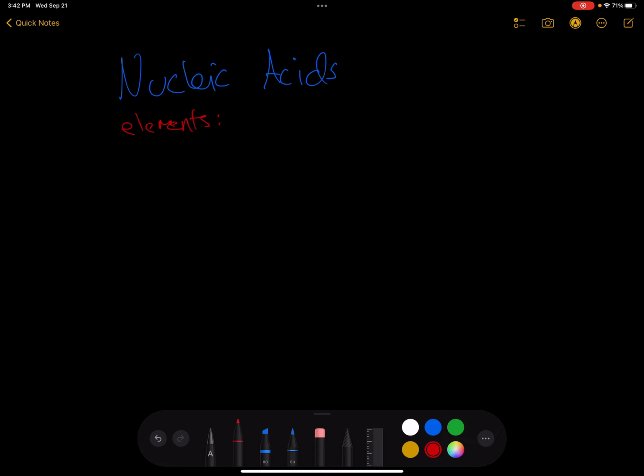So here's my elements. The one element that everything has to have inside of it is carbon. And then the other two elements that we always see are hydrogen and oxygen. And also, nucleic acids have N, which is nitrogen, and P. That word doesn't really spell anything, so I usually like to rearrange those and make that as PHONCH, okay? So these are the elements that are found inside nucleic acids.